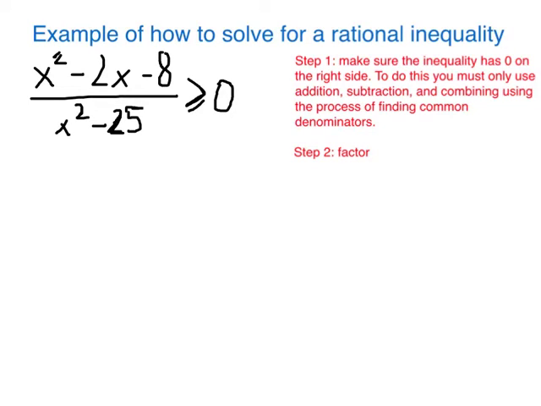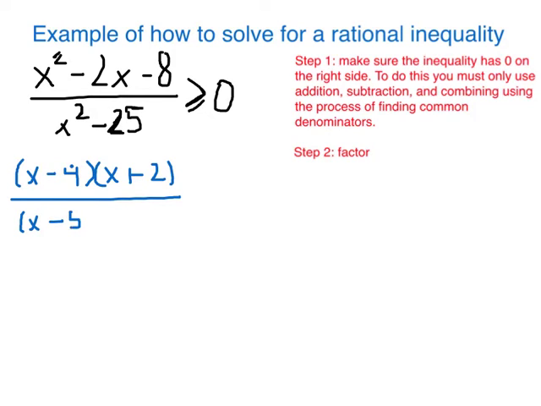Okay, the second step in solving a rational inequality is to factor. So if we were to go and factor this rational inequality, the numerator becomes x minus 4, x plus 2, over x minus 5 and x plus 5. You're going to keep the sign the same, greater than or equal to 0.